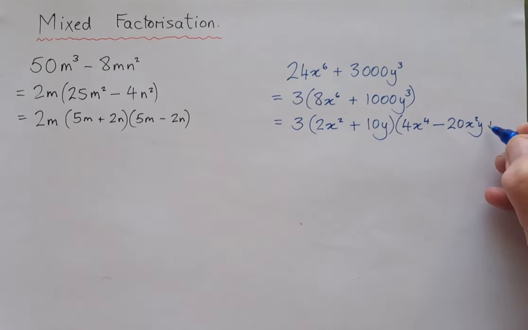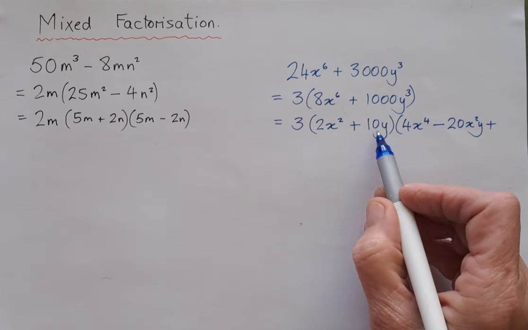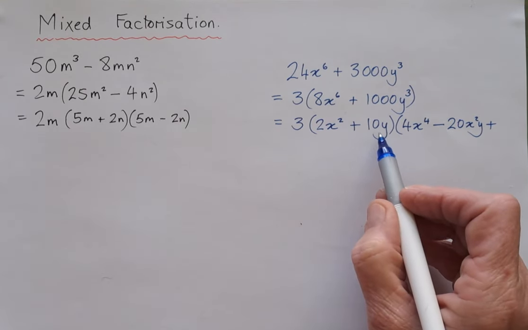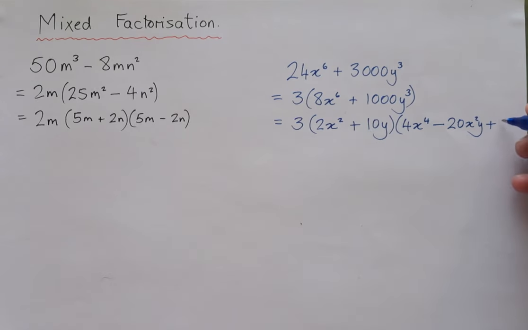And my last term is always going to be positive because I'm squaring this term, and when we square it, it becomes positive. 10 squared is 100, and y squared is y squared. And there it was fairly simple once I had taken out my common factor.